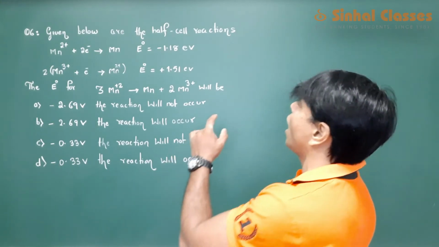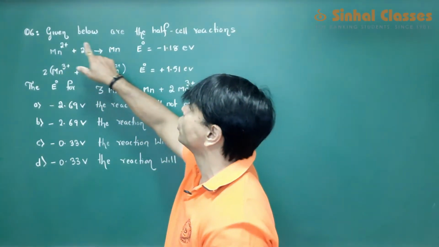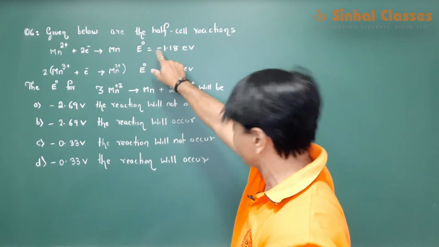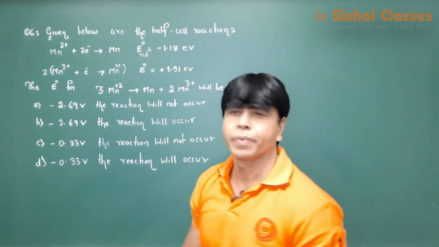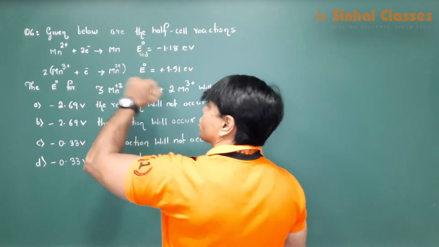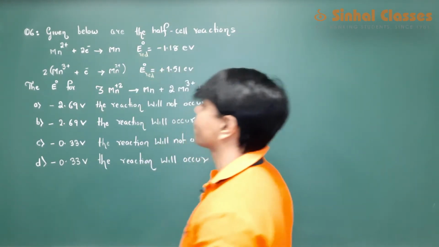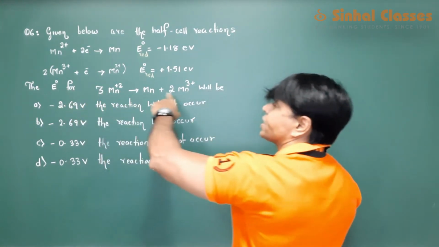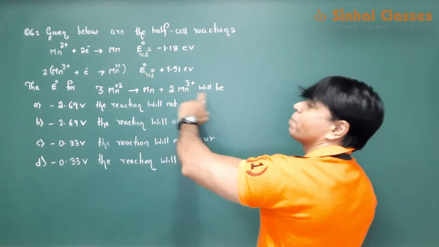Given below are the half cell reaction, Mn2 plus turning into Mn. So from +2 it has become 0. That means this value given is a reduction value. It's a reduction value given to you. Now look at this. From +3 to +2 the charge has decreased. So again this is reduction value given to you. And what they are asking for? They are asking you E naught for this equation. I want 3Mn plus 2, giving you 2Mn3 plus.